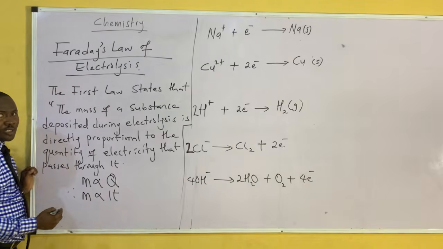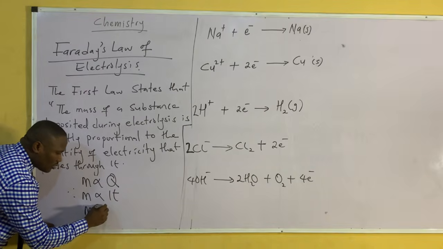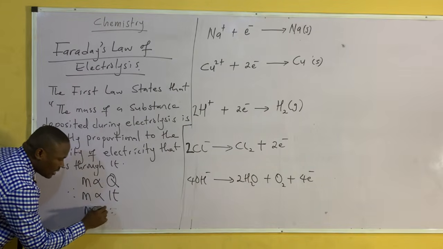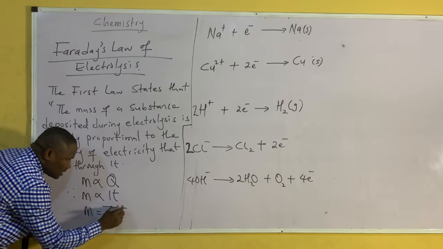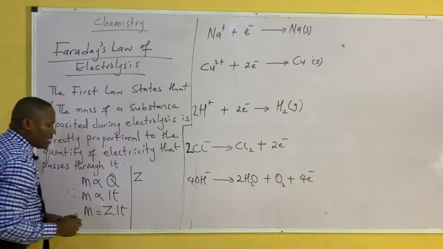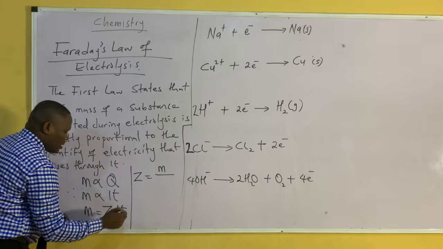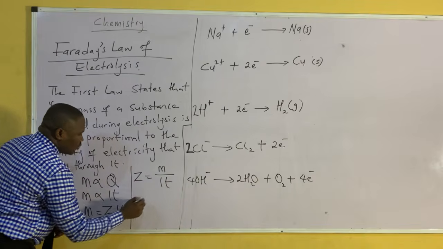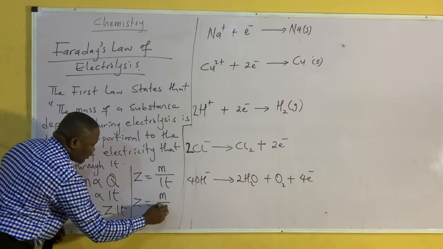If you remove the proportionality sign, you bring in a constant. We now have mass is equal to Z times IT, where Z is the electrochemical equivalent. So Z is equal to mass over IT, which can also be Z is equal to mass over Q.